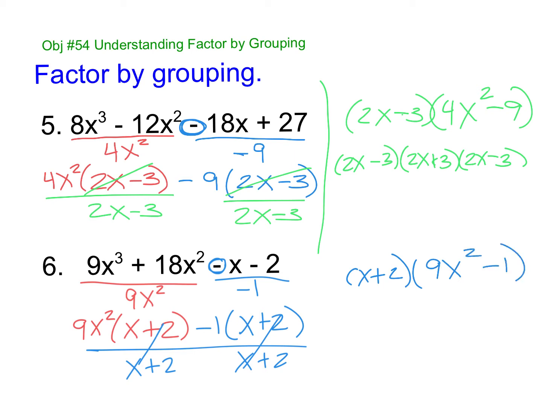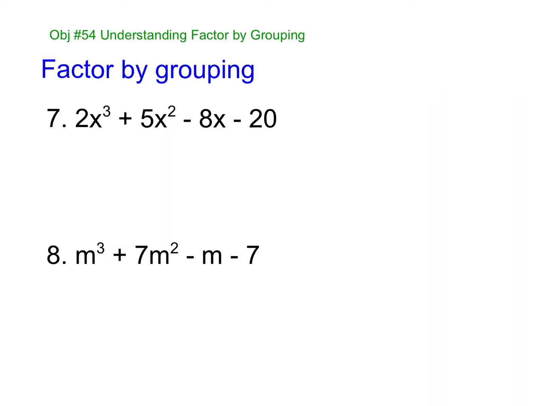We ask ourselves, can we factor? Is there a difference of squares? There is. So x plus 2. What times itself is 9x squared? 3x and 3x. 1 times 1 is 1. We've got a plus and a minus. Oh, I lied. This is the last one. This is the last page. So pause. Try these on your own.